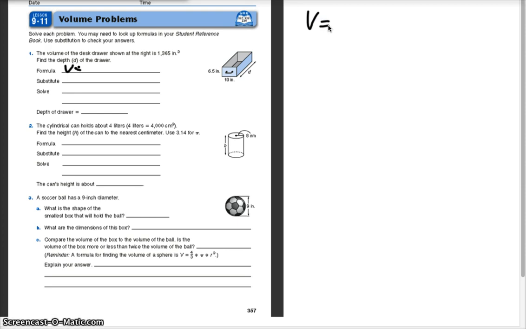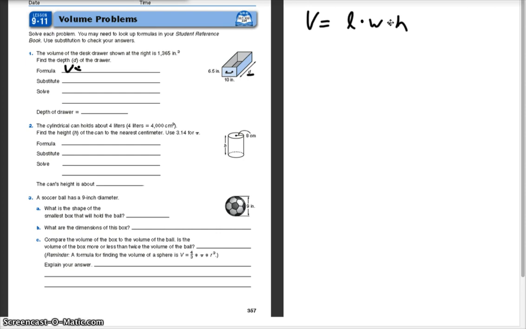So volume of a rectangle. If you remember, the volume of a rectangle is length times width times height. Now here, they're using a different term. See how they're using depth? Well, a drawer goes in deep. So we can assign D to one of these variables, and we can choose whichever one we want because we're dealing with multiplication, and so we can substitute in what we know.